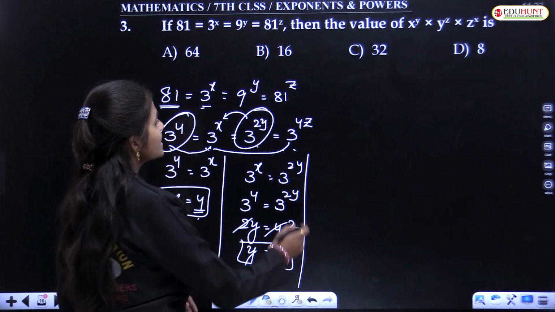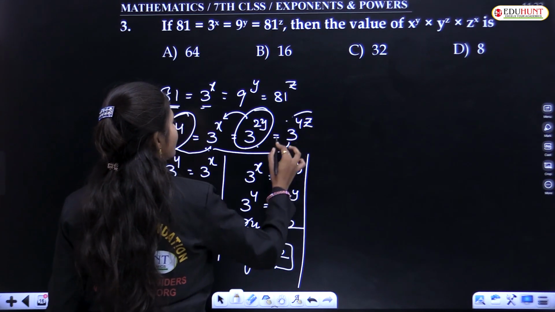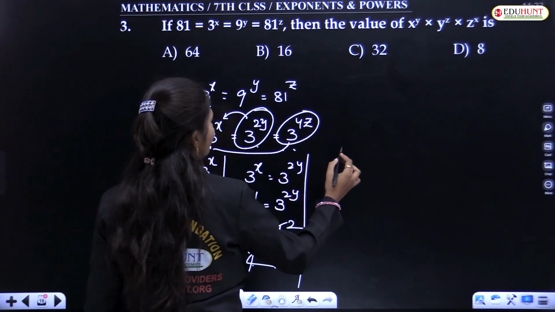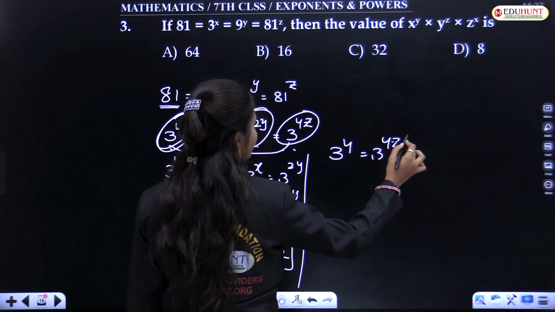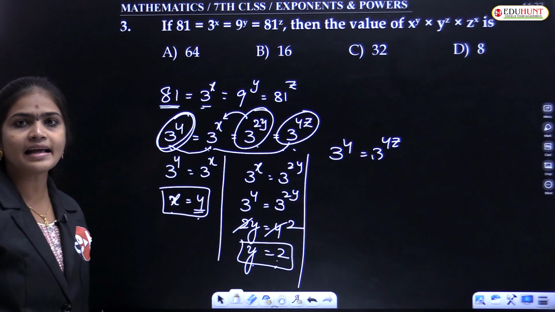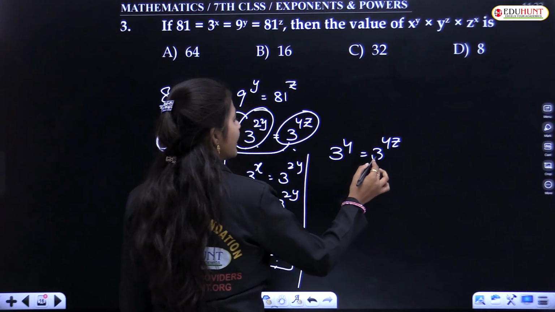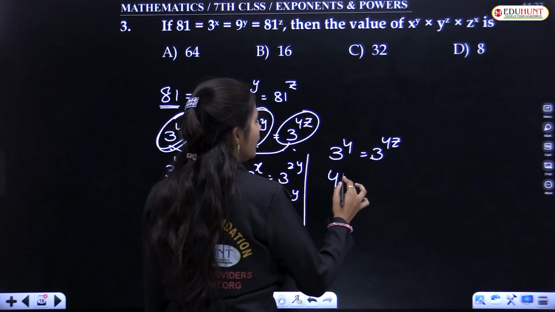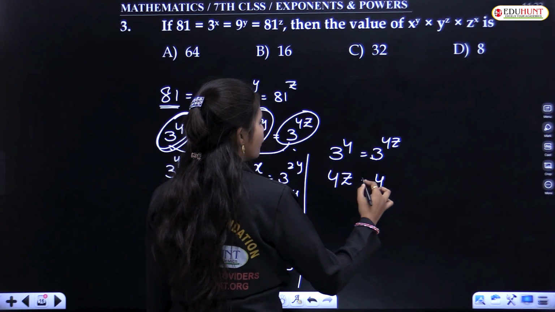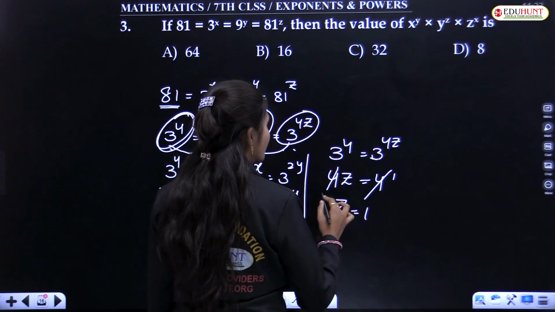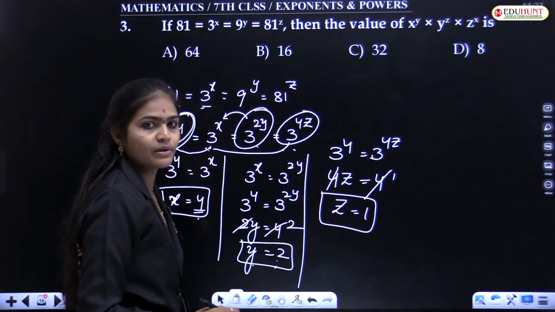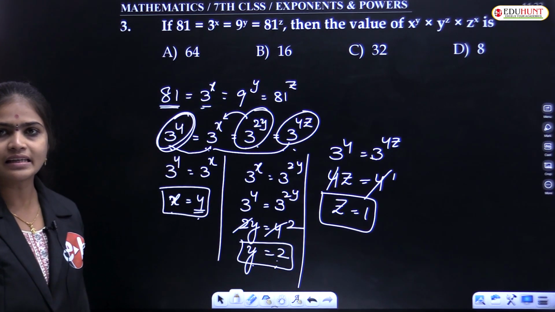Now, what is the value of z? So here you want to equate these two, then go for 3 power 4 is equal to 3 power 4z. Now again we can say that as the bases are equal, their exponents must be equal. So 4z is equal to 4. So 4 and 4 get cancelled. So z is equal to 1. Is it clear to you?